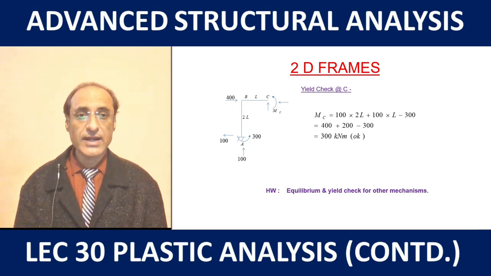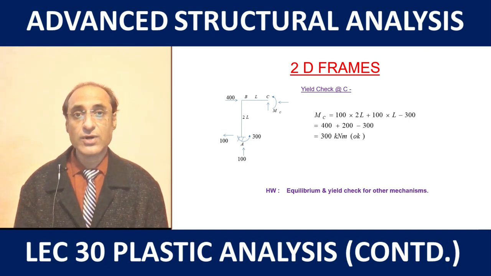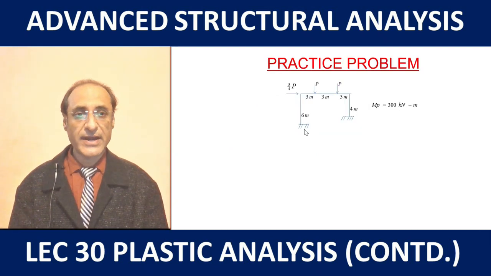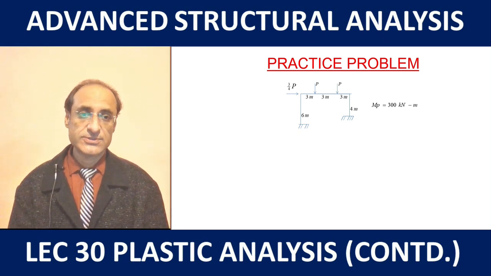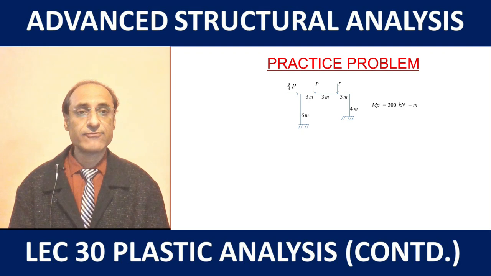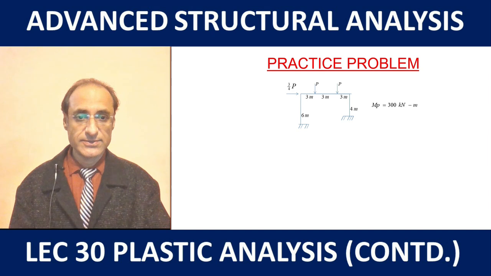It's your homework to check the equilibrium and the yield condition of the other mechanisms. Choose one of the two other mechanisms and do this, and you will be able to detect that some of these are not satisfied. We also have a practice problem for you. Try this practice problem, find out which mechanism is governing, and check the mechanism for the satisfaction of the equilibrium and the yield criteria.